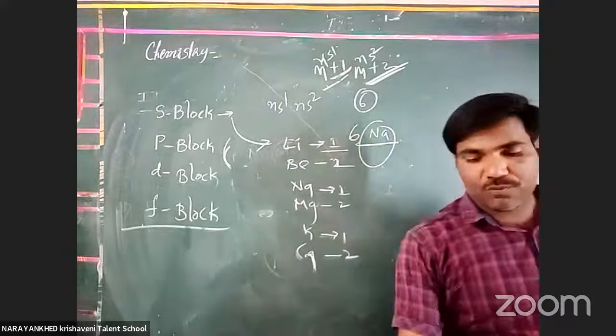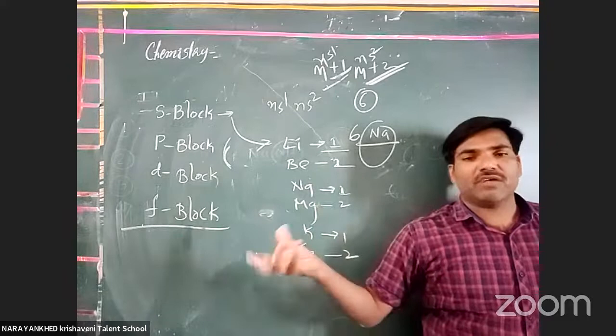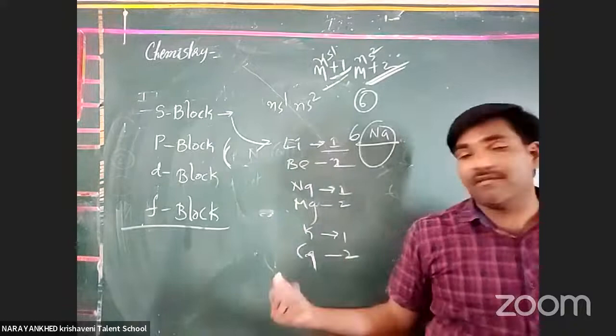Whatever salts come from these s-block elements contain, they give which type of flame? Yellow colored flame, golden yellow colored flame, yes, sodium comes for us. Got it or not? Then after that we have the p-block elements.